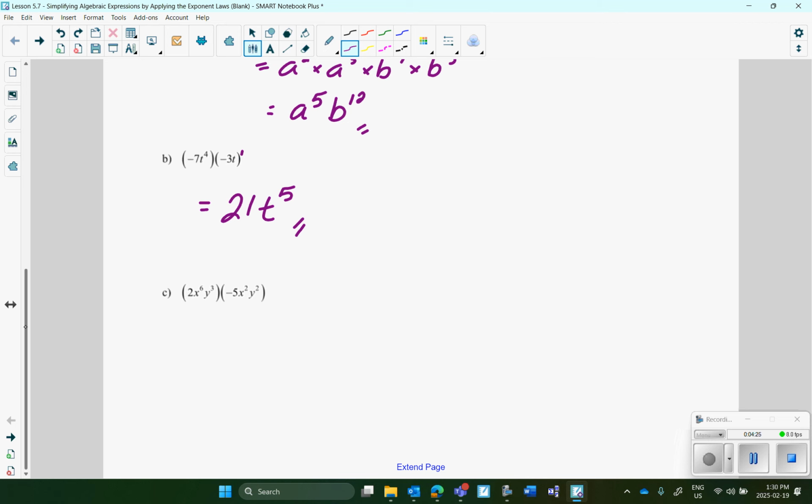For C, multiply the numbers. What do you get? Two numbers. 2 times -5. Here's 10. Multiply the powers of x. X to the 6th times x squared. Careful. When we multiply, what do we do with the exponents? Add them. So it's x to the 8th. And then it would be y to the 5th. Good. That's it.